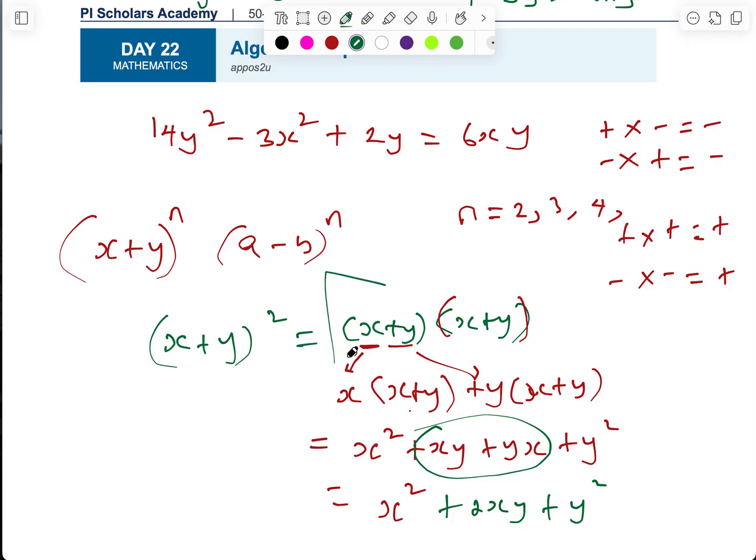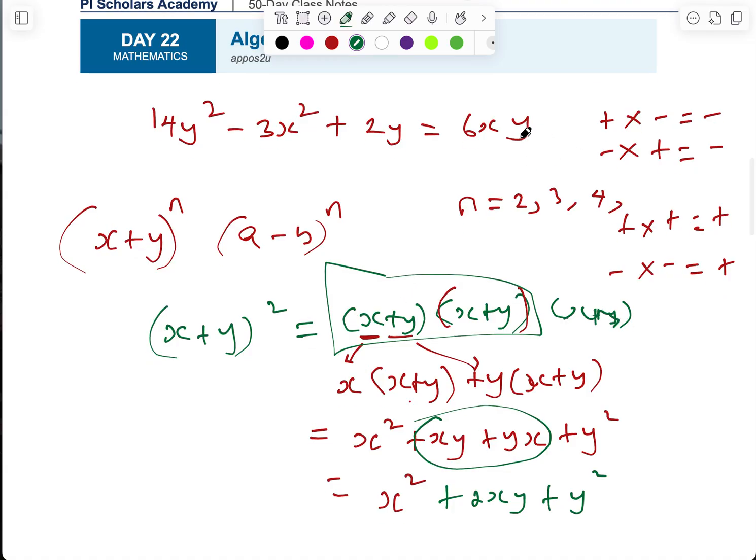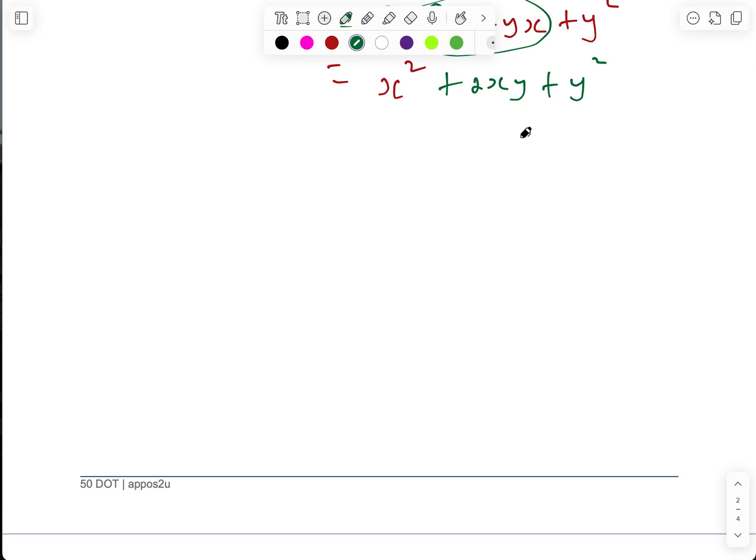After you're done with this group of 2, then you multiply with another x plus y again. Now imagine it is now 10. How do you go about that? So this is what we do. We use what we call the binomial theorem.